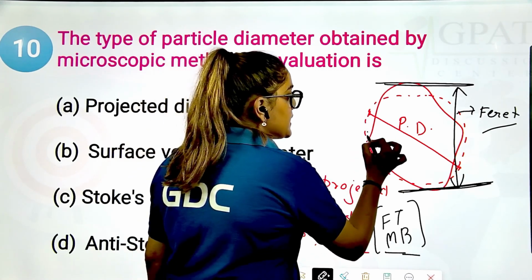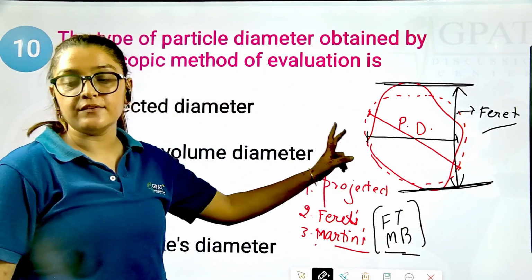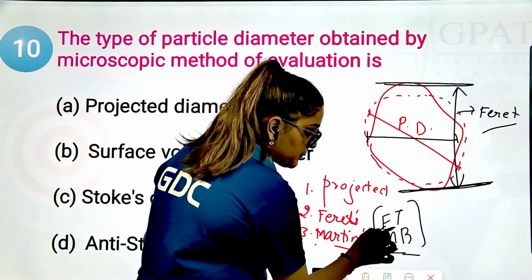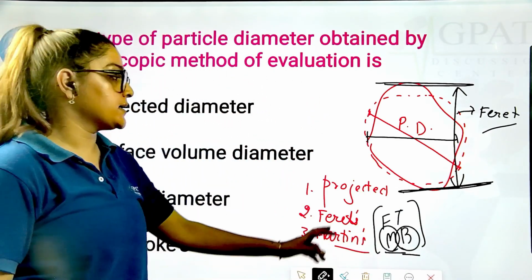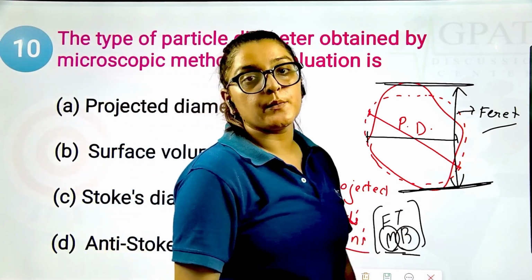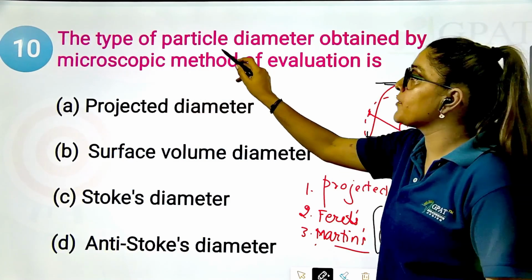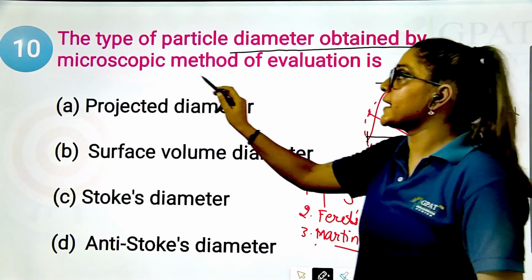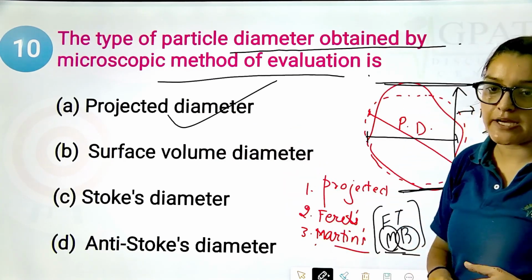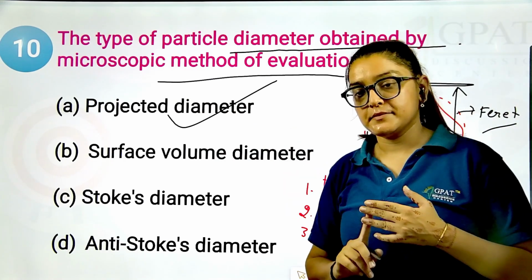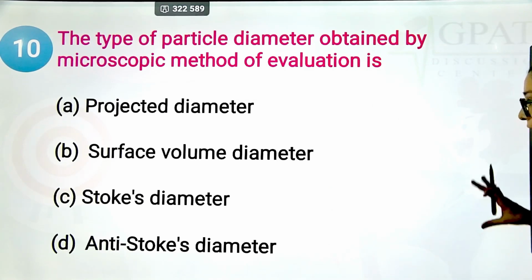Martin is the length of the line which is bisecting the particle. Martin, bisecting. Feret's is the distance between two tangents. Third one was the projected. So here the question asks the type of particle diameter obtained by the microscopic method of evaluation. So concerned here, the projected diameter will be the correct answer. I hope it is very much clear with this explanation.